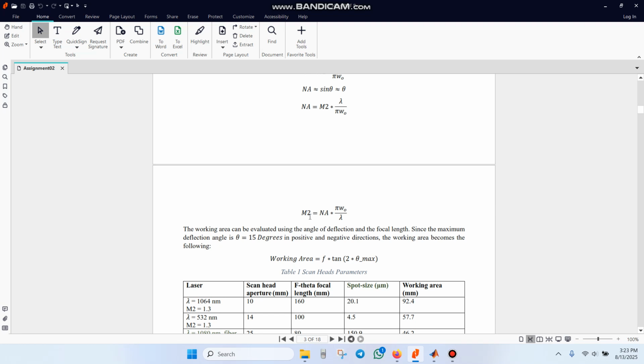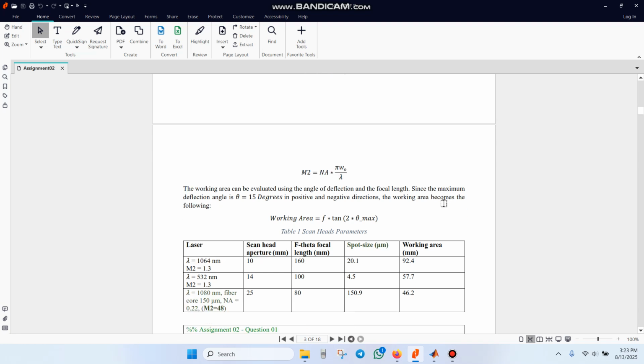This M2 factor can also be found with the numerical aperture and the previously found initial spot size and the beam wavelength. Right, so for the working area, since we have two reflection mirrors given by the galvanomirrors of x and y, we can simply multiply the focal length with the tangent of twice the maximum degree of deflection, which is about 15 degrees, which gives the working area.